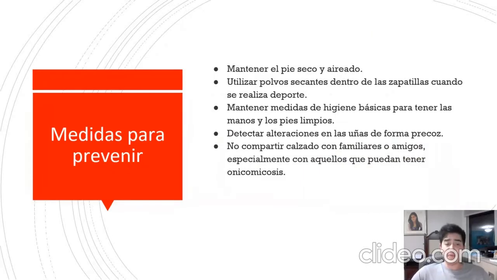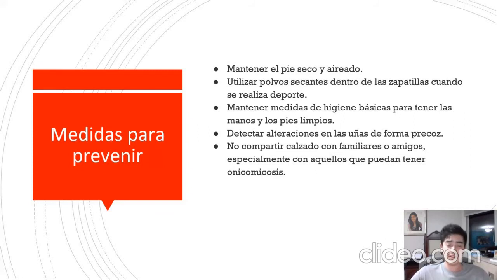In the preventive steps that the person is to have is to keep their feet dry. That's the main one. If the person is performing any type of sport, they may want to buy a special dry powder. The person needs to keep basic hygiene in hands and feet.